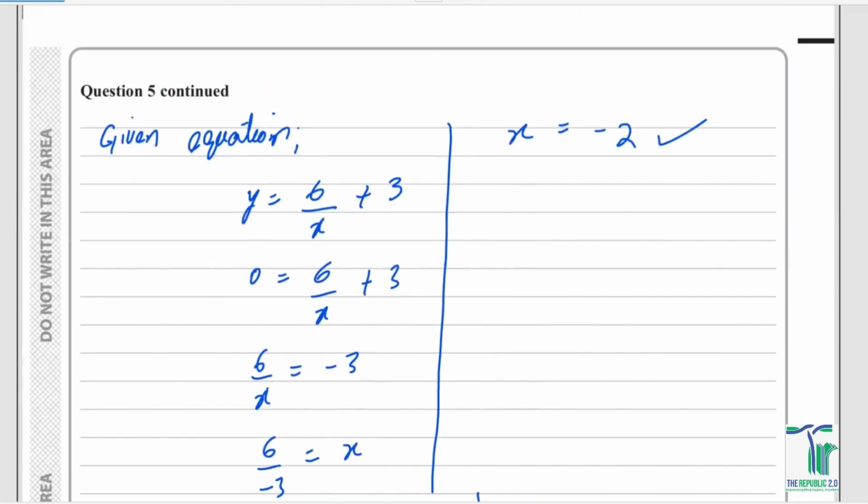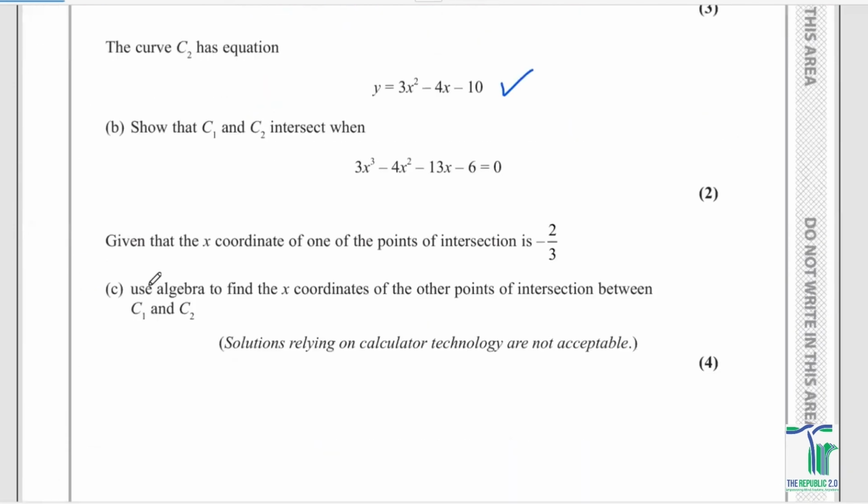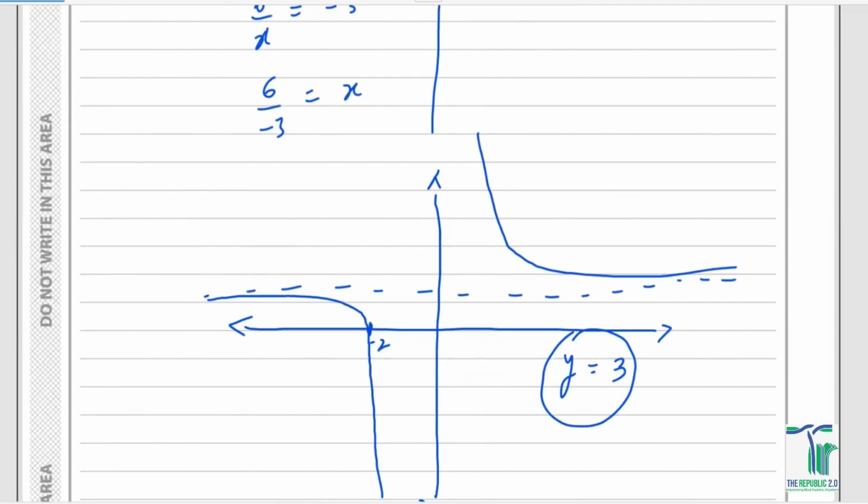But in the C part of the same question, they're asking us to use algebra to find the x coordinates of the other points of intersection between C1 and C2. The x coordinate of one point of intersection is negative 2 by 3. So what does that mean? It means that 3x plus 2 is going to be a factor of this equation. So I'm just going to divide this by 3x plus 2, and I'll get myself a quadratic, and that is easily solvable.